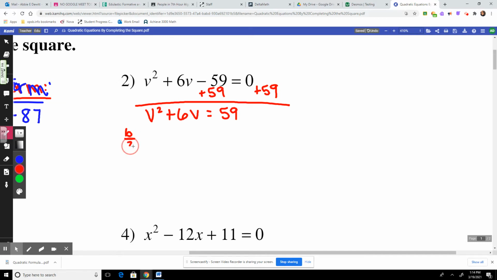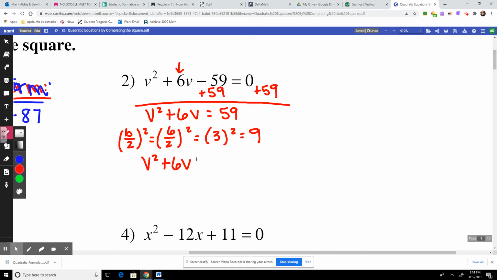What is b divided by 2 squared? Because that's the value that I'm going to add to both sides. Well, b was 6. So 6 divided by 2 squared is 3 squared, which is 9. So that tells me I need to add 9 to both sides of this equation. So v squared plus 6v plus 9 equals 59 plus 9.